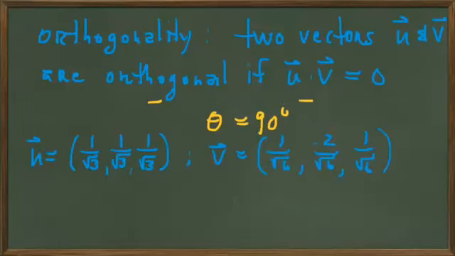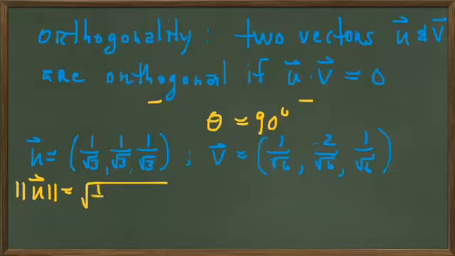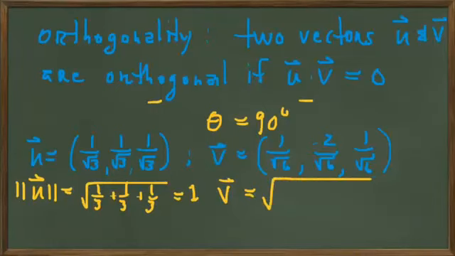So let's look at these two vectors u and v, and let's first note that the norm of u is the square root of the squares of these components, which would give us what? A third plus a third plus a third, or 1. So the norm of u is 1, and the norm of v is also 1 because it's the square root of the sum of the squares of its components, a sixth plus 4/6 plus 1/6, which is 1. So its norm is 1.